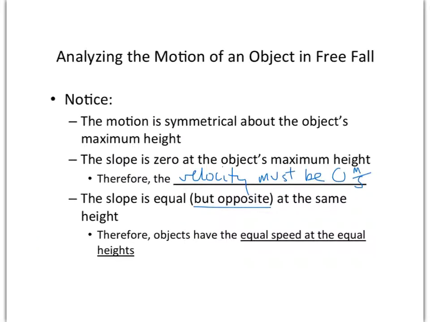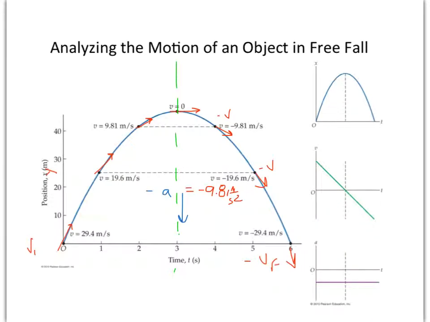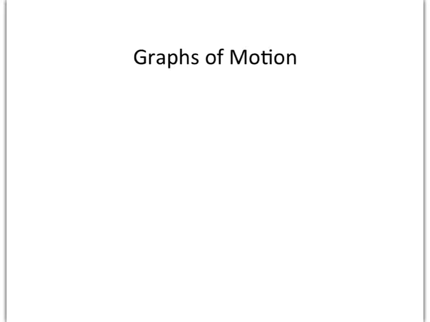But what is true, and I said this before, is that the speed is going to be equal. Speed is an absolute value, so it doesn't matter if it's positive or negative. It just means it's moving, say right here, 9.81 meters per second up, and here it's moving 9.81 meters per second, just happens to be down. The speed is the same, but the velocity has the same magnitude and opposite direction. Okay?